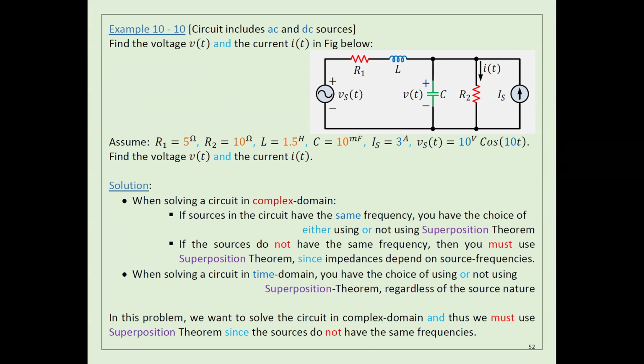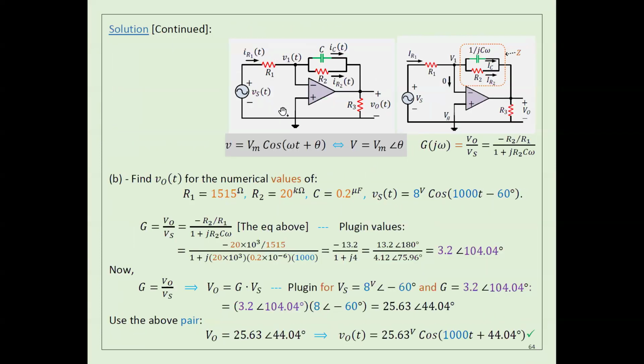So now if you have two sources with two different frequencies, what you can do is superposition. Keep one source so that the whole circuit will have only one omega, remove the other one, and then repeat again. Everything we did so far in this chapter, the circuit should have one omega. In case you have two sources with two different omegas, you can separate them. That's exactly what this example is about.